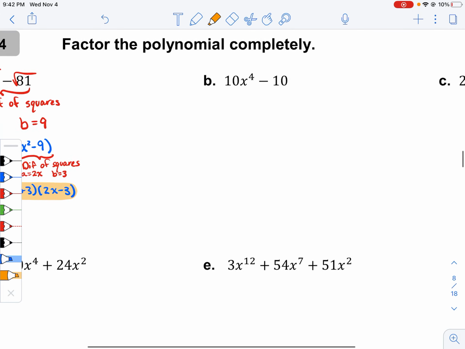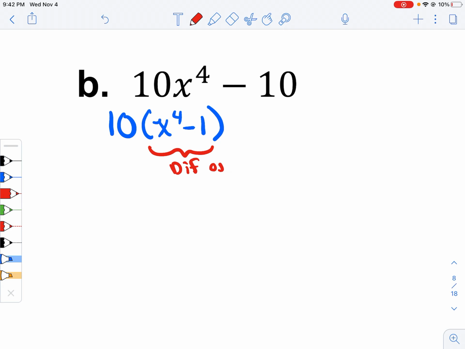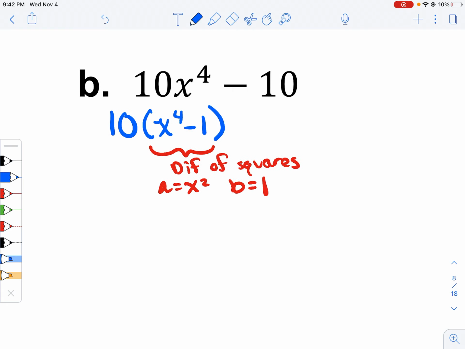Part B, something similar is going to happen here, but before that can happen, 10 is not a perfect square. So let's go ahead and factor out 10 first, so that we're just left with x to the 4th minus 1. Now, this is a difference of squares, and we can factor it where a is equal to x squared and b is equal to 1. So this will factor as 10 times x squared plus 1, x squared minus 1.